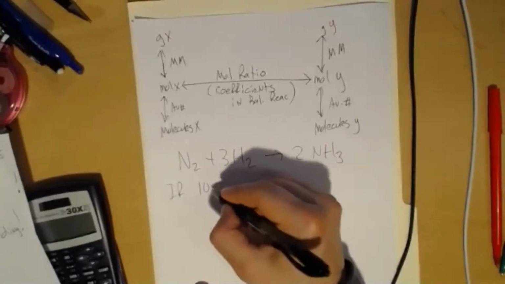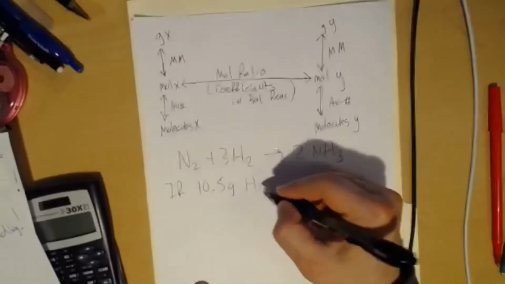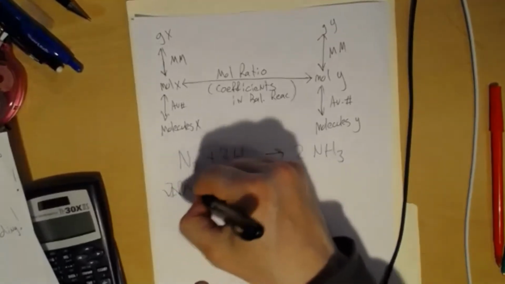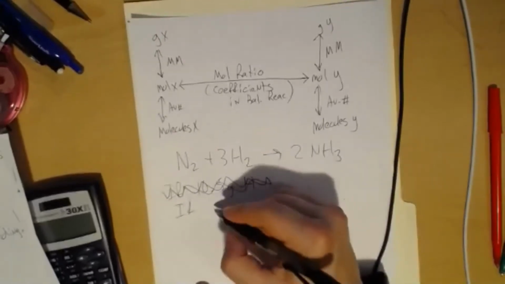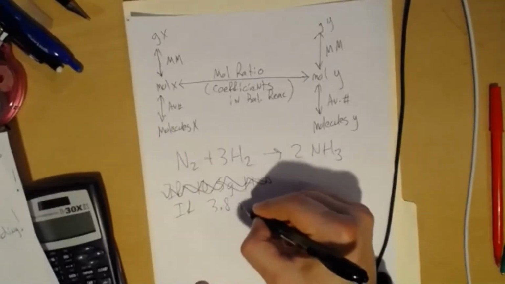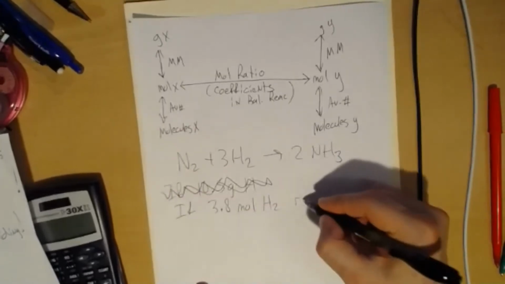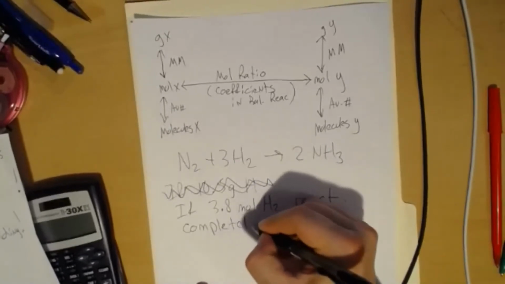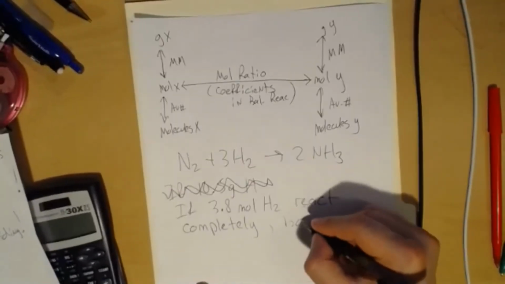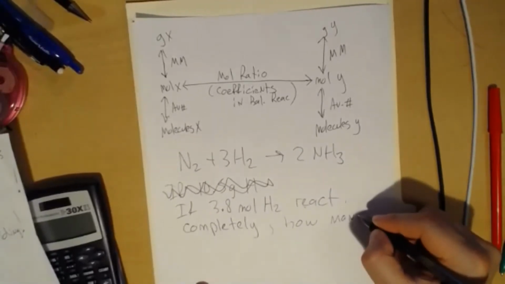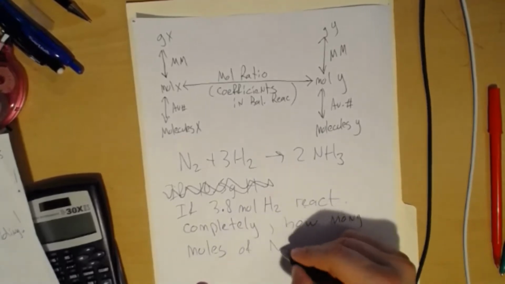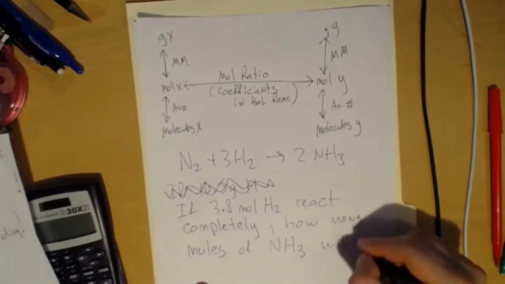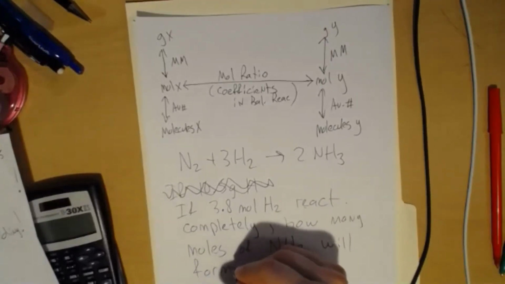If 10.5 grams of hydrogen, or maybe we should just do moles first. Excuse me. Let's do moles first. If 3.8 moles of hydrogen react completely, how many moles of ammonia will form?